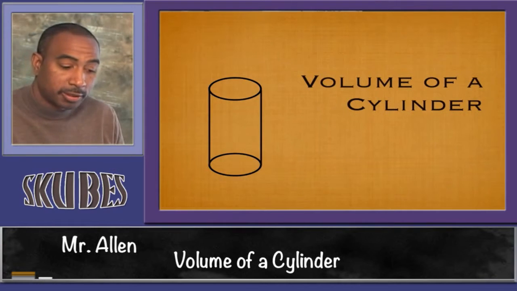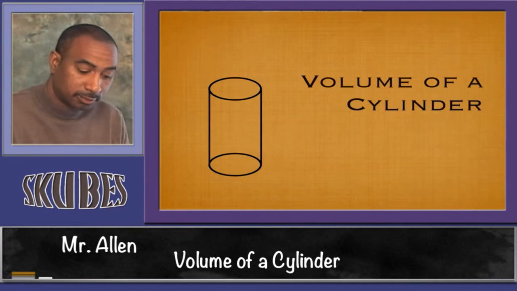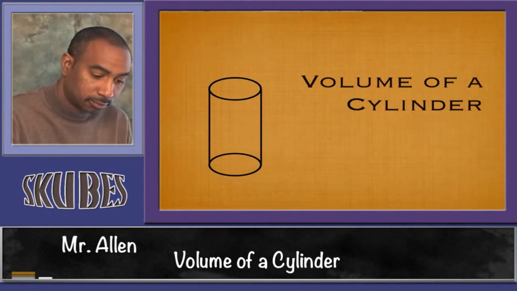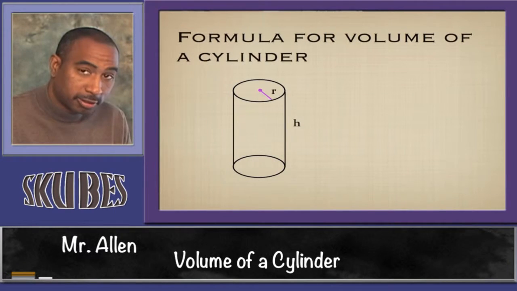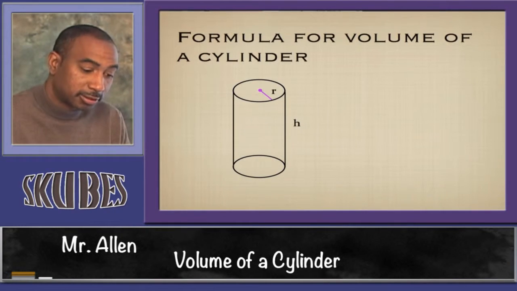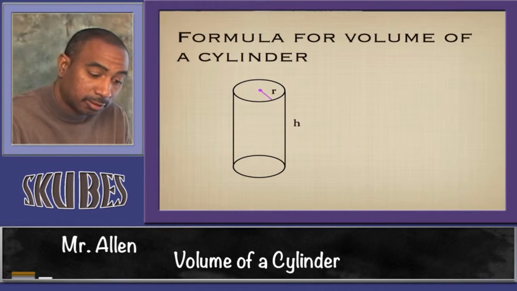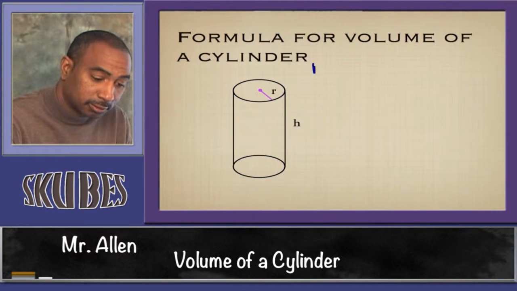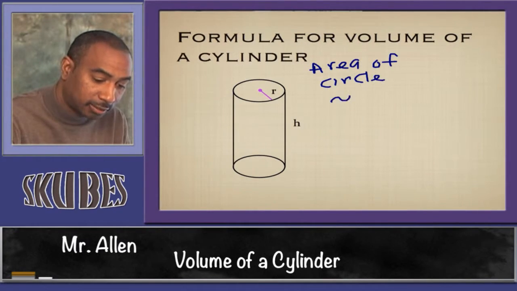All right, today's lesson will be on the volume of a cylinder. Let's look at the formula for the volume of the cylinder. It comes from the area of a circle. Recall what that is. That's going to be pi times the radius squared.